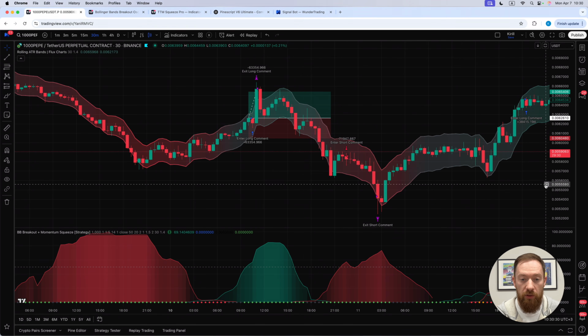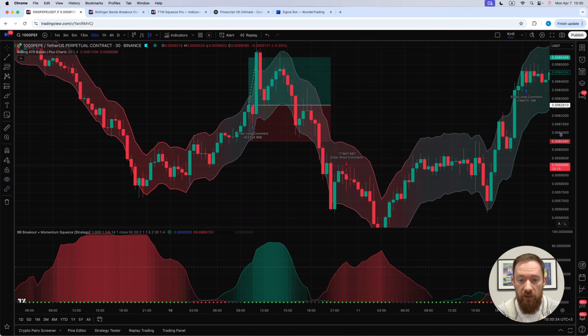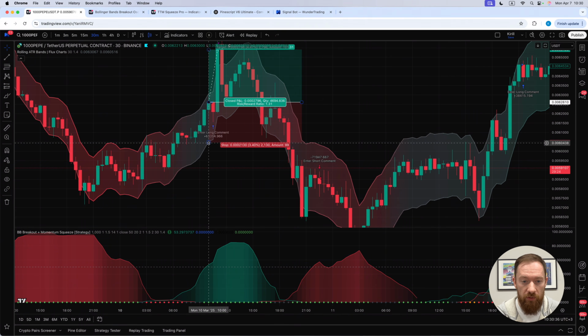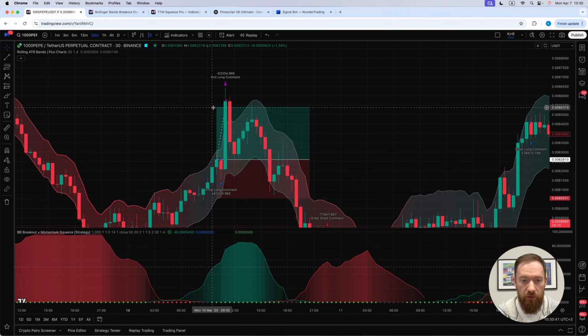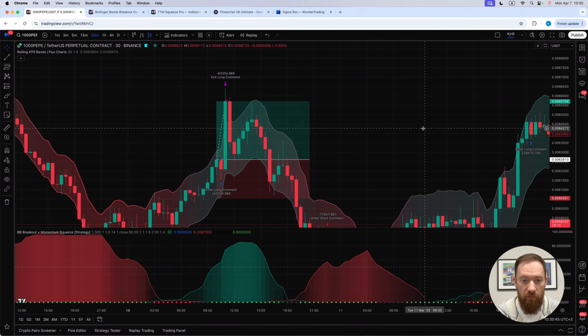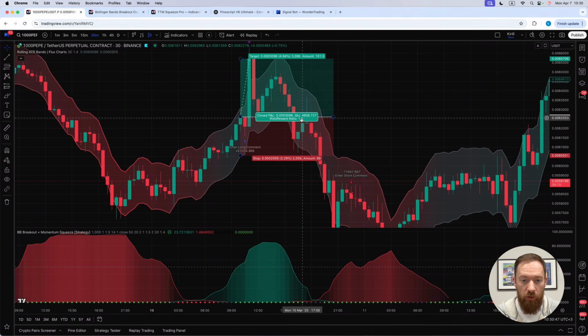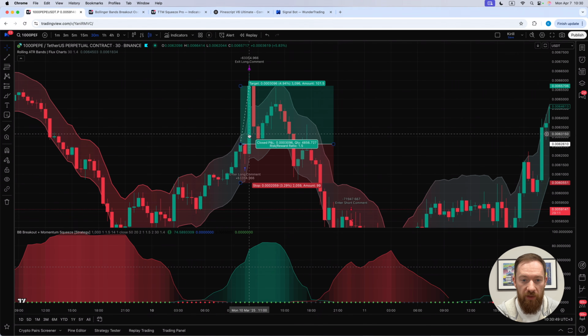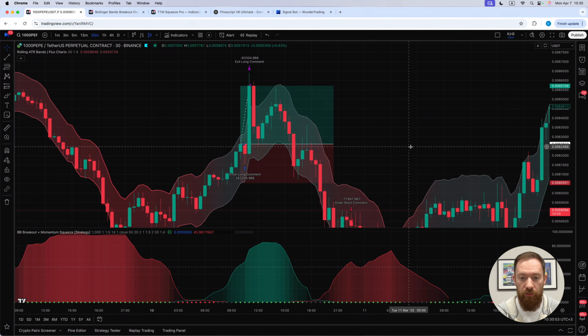The stop loss is placed on the lower channel of the ATR indicator, so it's something around here, and the risk to reward is 1.5. So as you can see, this is how it worked. We entered, and then the next candle actually moved and spiked up pretty quickly.